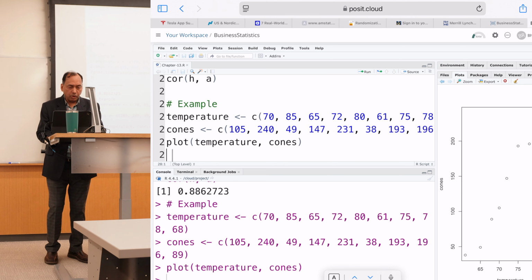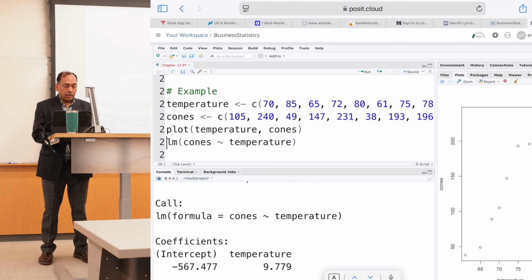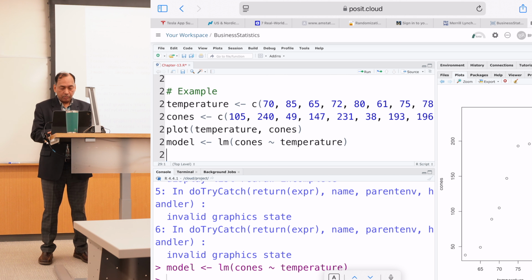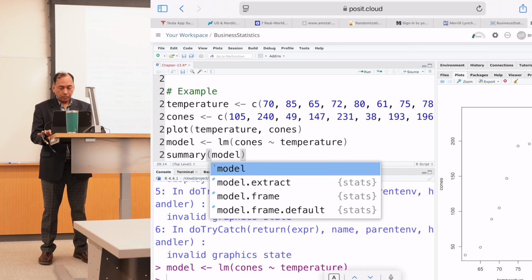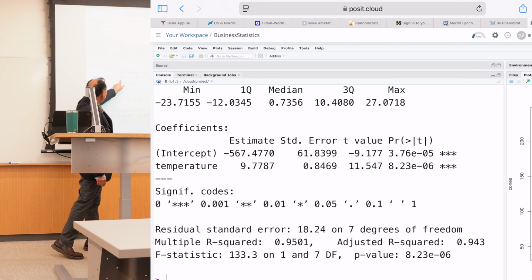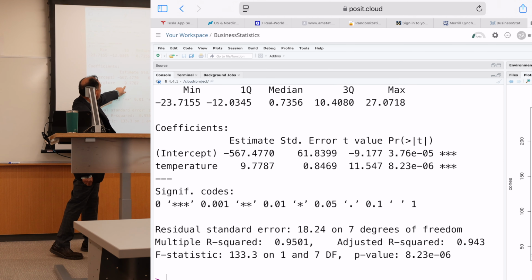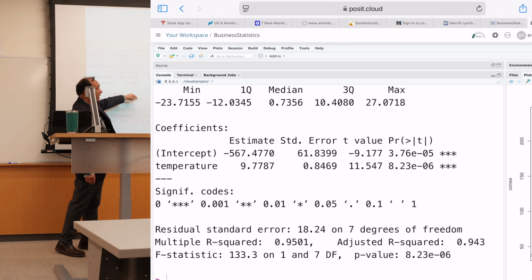We can create a model. Cones will go on y-axis versus the tilde sign and temperature. But we can also save this something like model and then look at summary to get more information. Summary of the model. So intercept is negative 567.47. This is slope 9.7. What is the meaning of this 9.7?